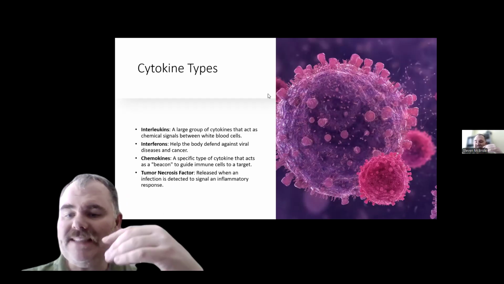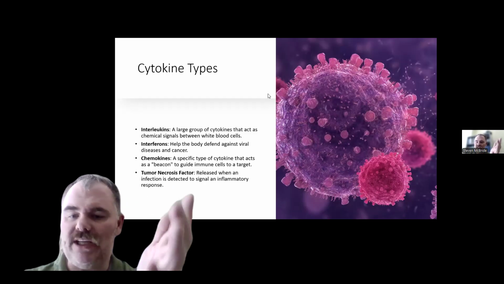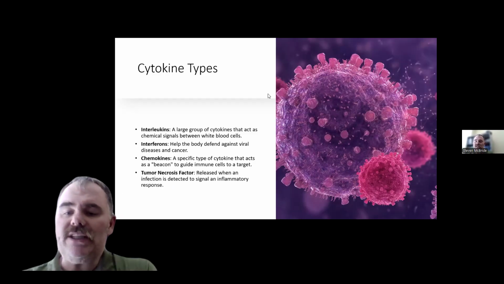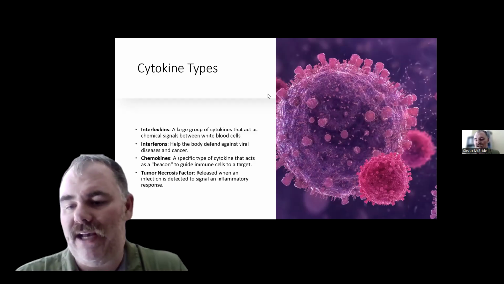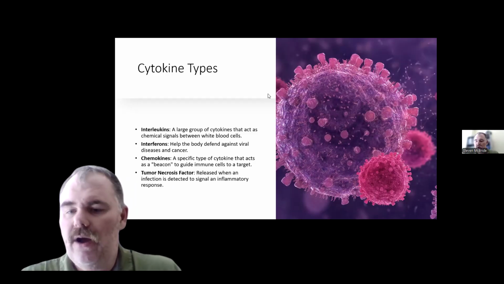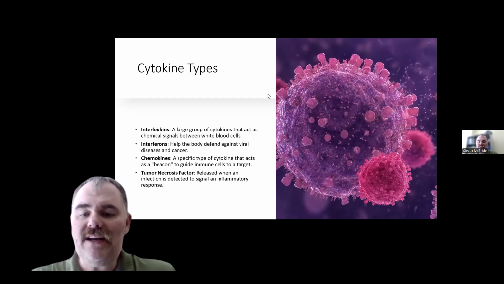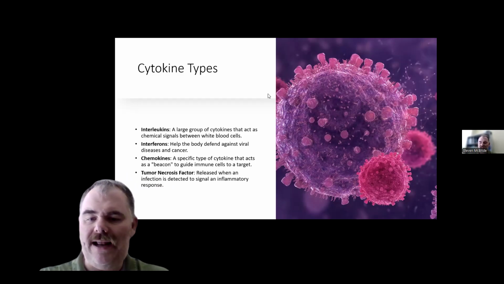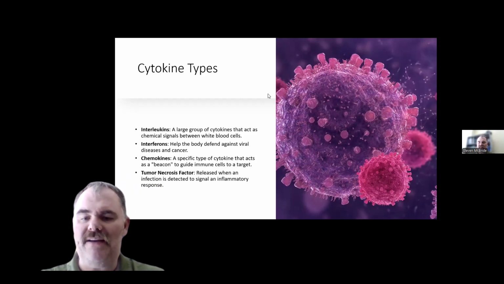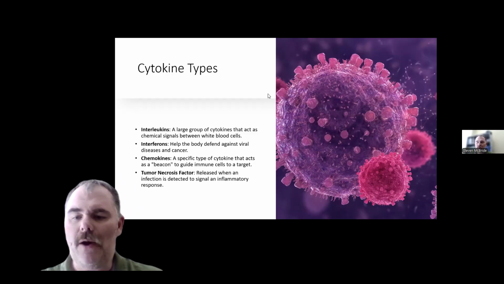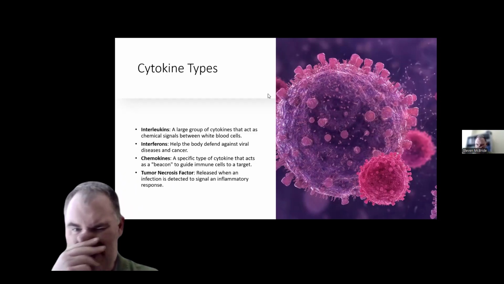Although there are many cytokines, four groups are especially important. Interleukins are signaling molecules that allow white blood cells to communicate with one another. They help regulate many aspects of immune function, while interferons are particularly important in antiviral defense. Cells infected by viruses release interferons that warn neighboring cells and help establish an antiviral state.